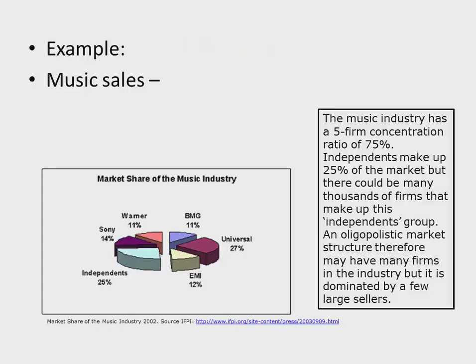And you will see that independents make up 25% of the market, but under it you may find that there are many firms which constitute independent. So with that you can also get the 3 firm concentration ratio, or even the 4 firm concentration ratio, and see what is the volume of sales driven by those firms. So that's it so far about monopolistic competition.